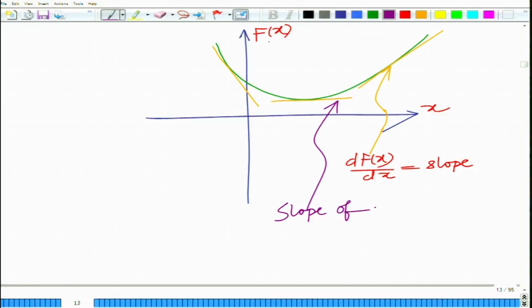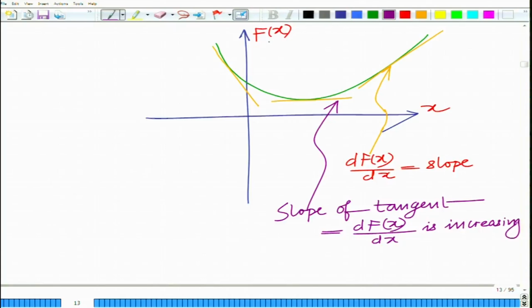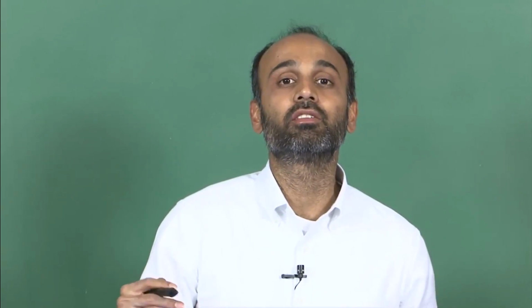Always, slope of tangent, df(x) by dx, is increasing, which means we know the test for an increasing function is that its derivative is greater than or equal to 0. A function is monotonically increasing if its derivative is greater than or equal to 0.